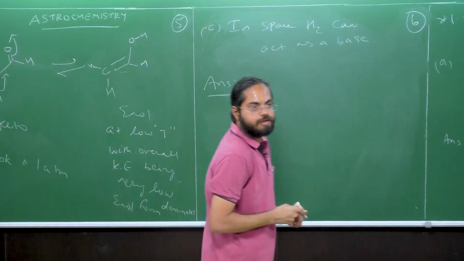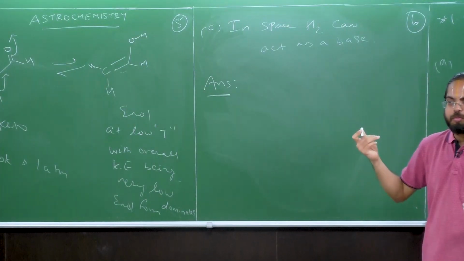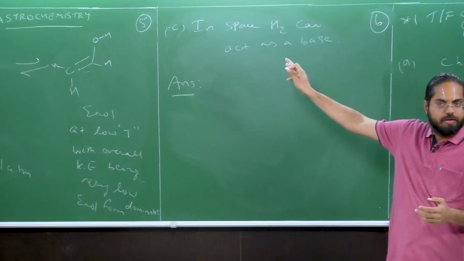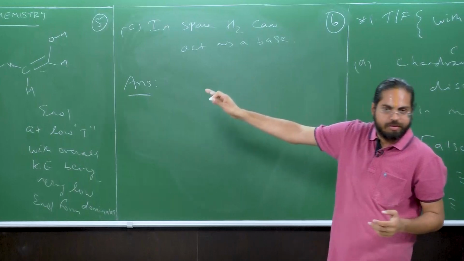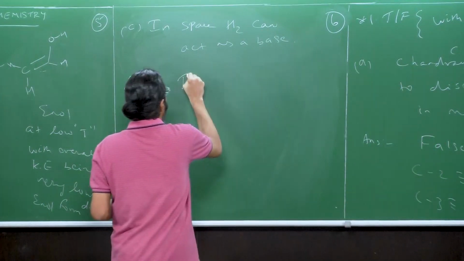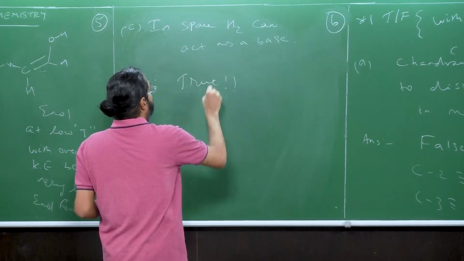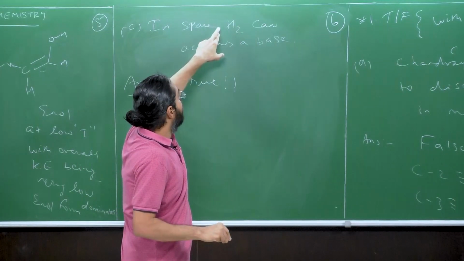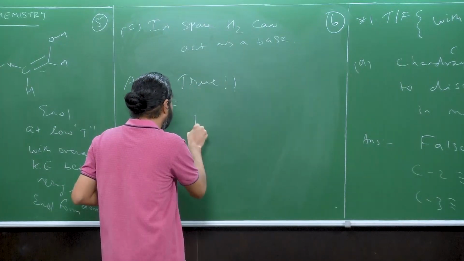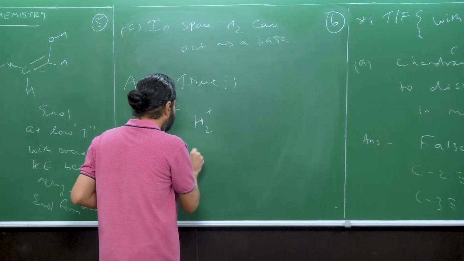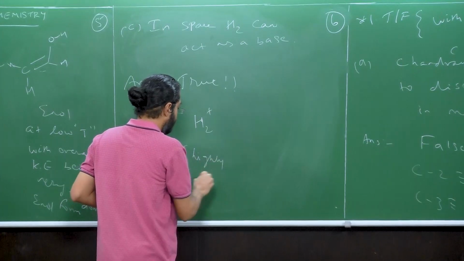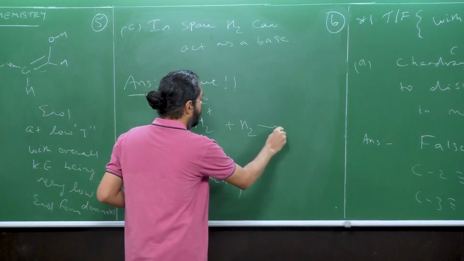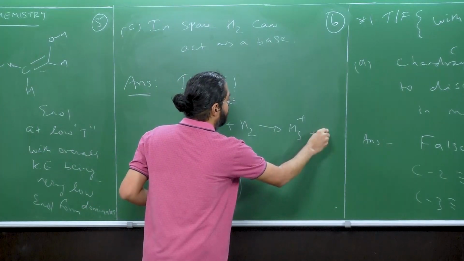What is the answer? This is more or less a fact-based question. If you recall the equation I had given in the very first lecture, the answer would be straightforward. The answer is, of course, it's true. We also highlighted this specific behavior of H2, right? When it reacts with a highly reactive species such as H2 plus, H2 plus H2 gives H3 plus and H.